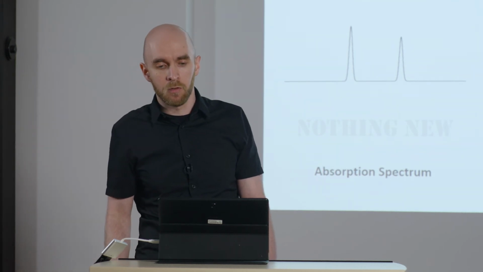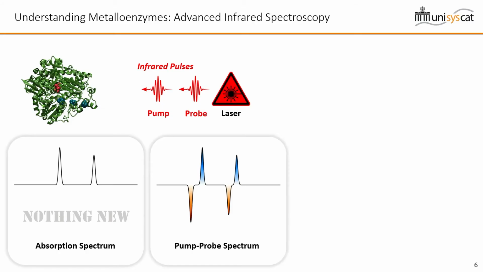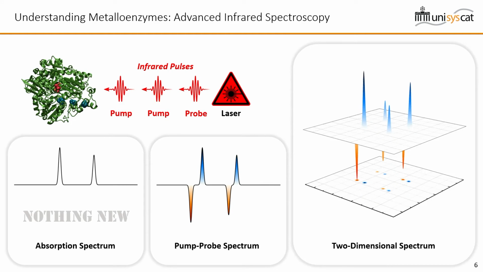This allegorically becomes even more clear if you add another third pulse, because then you end up with a so-called two-dimensional infrared spectrum. And as you can clearly see here, you have much more signals than in the normal infrared spectrum, and so you can also extract much more information about structure and dynamics.